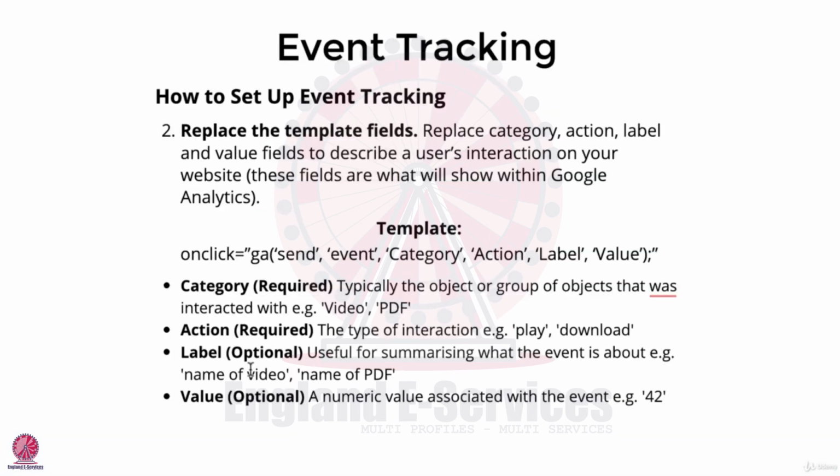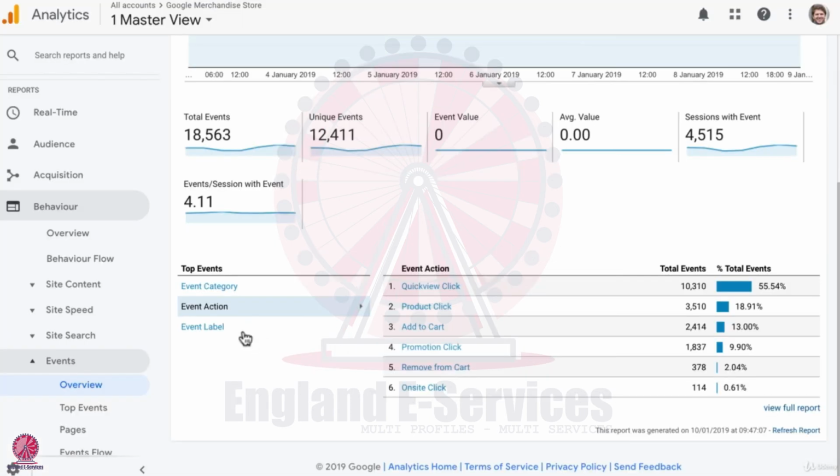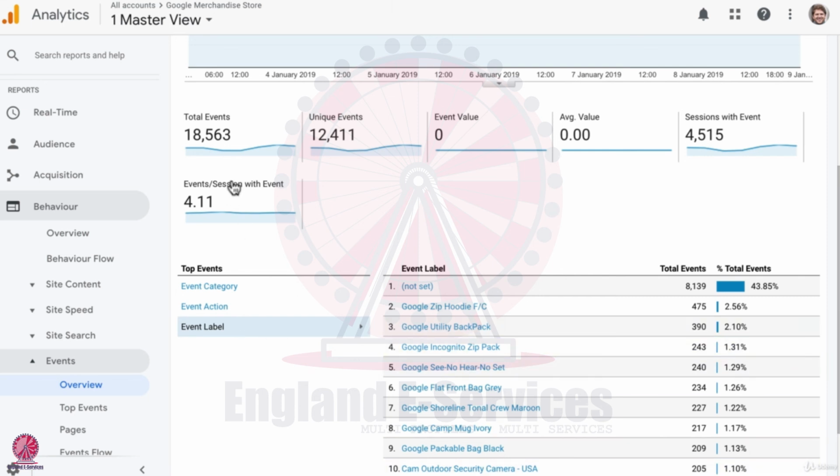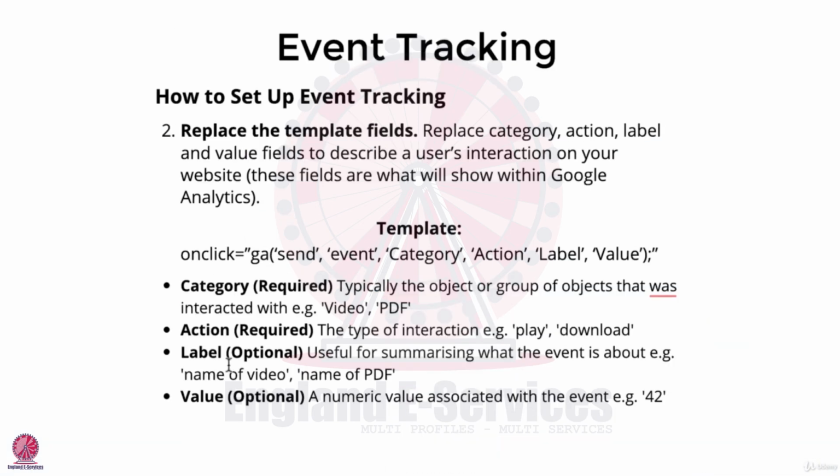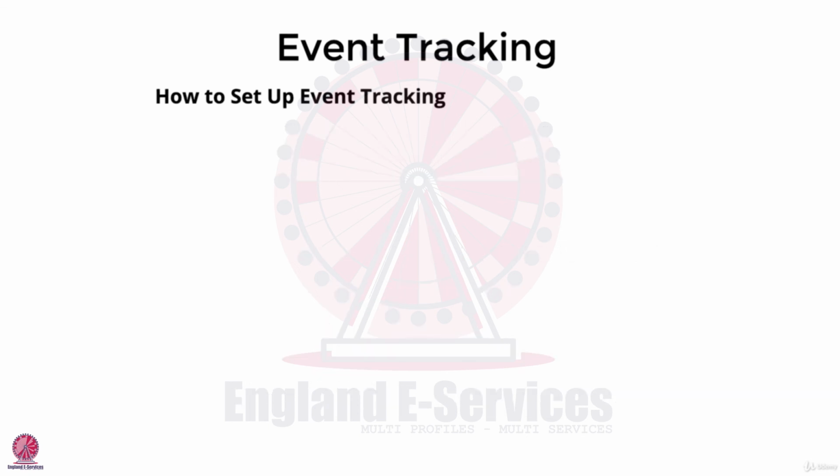Then you have the label. This is useful for summarizing what the event is about, for example the name of the video or the name of the PDF, or in these examples here, the name of the particular product. You also have the option to add a numeric value associated with the event, and that could be a dollar figure if you wanted to track that. So that's step 2, replace those template fields so you can send information about the interaction to Google Analytics.